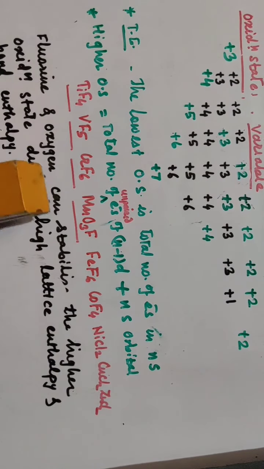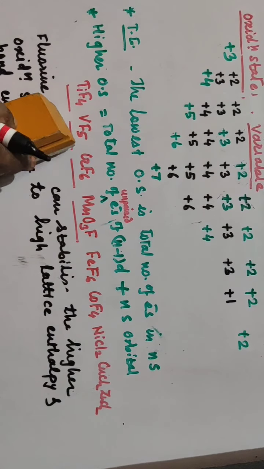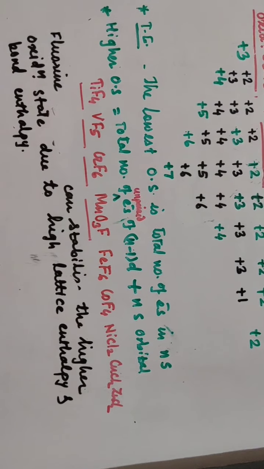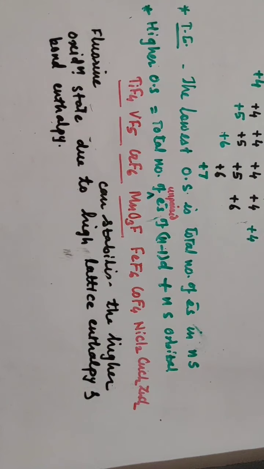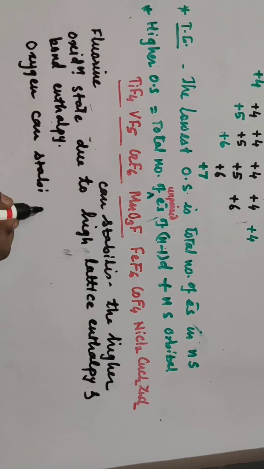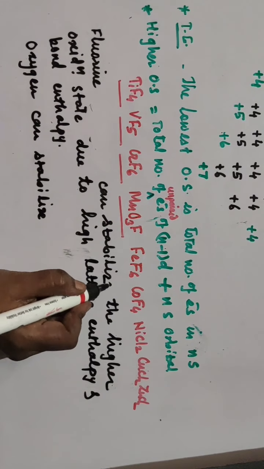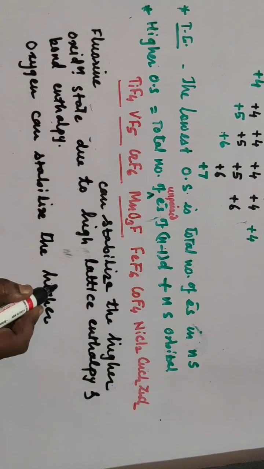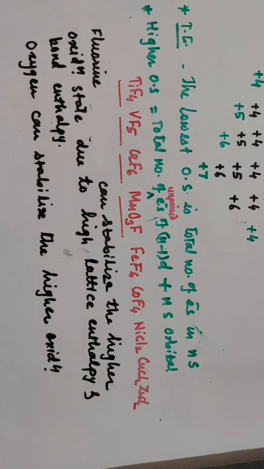Only fluorine can show the higher oxidation state, it is due to high lattice enthalpy and bond enthalpy. But oxygen can also stabilize the higher compound, and oxygen can stabilize the higher oxidation state due to what?